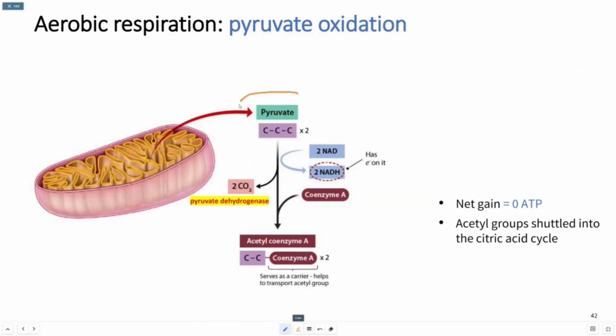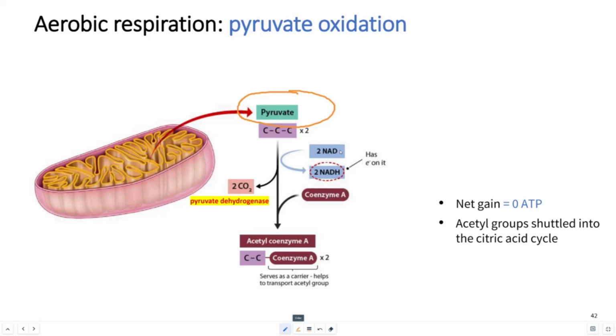So when pyruvate is made, there's 2 options. The first option is if oxygen is available and sufficient, pyruvate can enter the cell's mitochondria and complete aerobic breakdown, yielding water and CO2. And if there's not a sufficient amount of oxygen, then pyruvate can be converted into lactic acid.